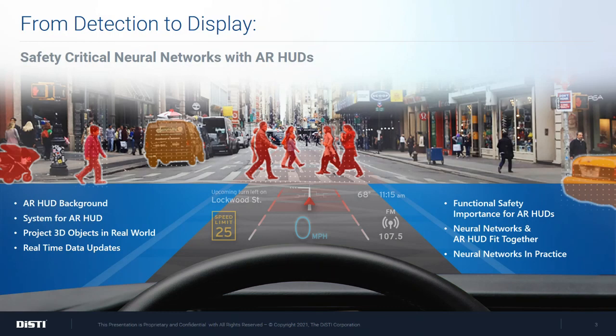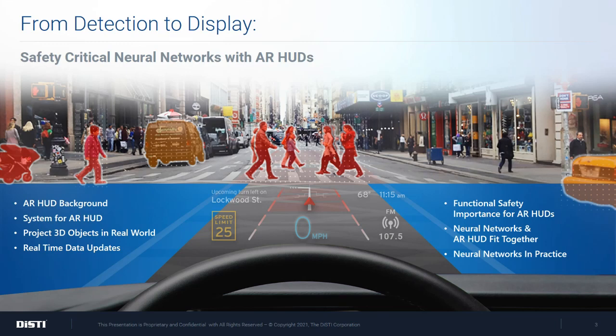So real quick outline of what we're going to be covering between Lucas and I. I'll start out with a real brief background on HUDs and AR HUDs. And then the different system setup for an AR HUD. And then we'll get into projecting 3D objects in the real world, real-time data updates. Then I'll hand it over to Lucas to have the discussion on functional safety and the importance of functional safety in AR HUDs, as well as the neural networks and how that all fits together.